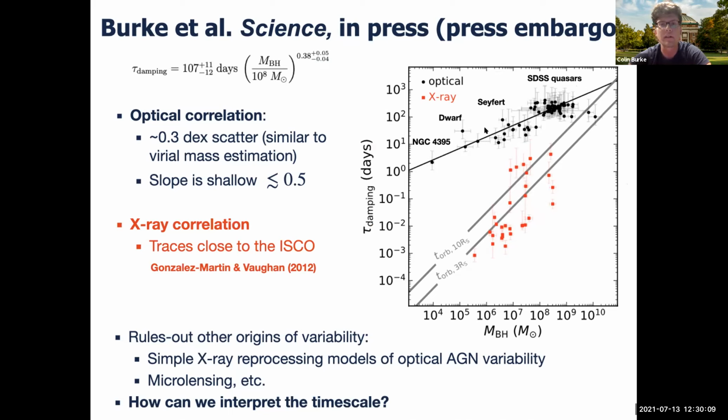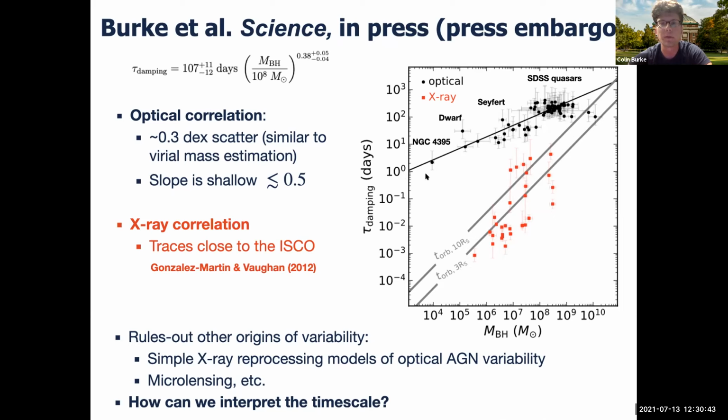And what's interesting is, as you can see, compared to the X-ray data in red, the damping timescale is longer in the optical, and the slope is also very different, much more shallow than the X-ray relation, which is quite interesting. So we think that the X-ray relation traces the ISCO radius for various reasons. And the question is, how can we interpret the shallower optical slope?